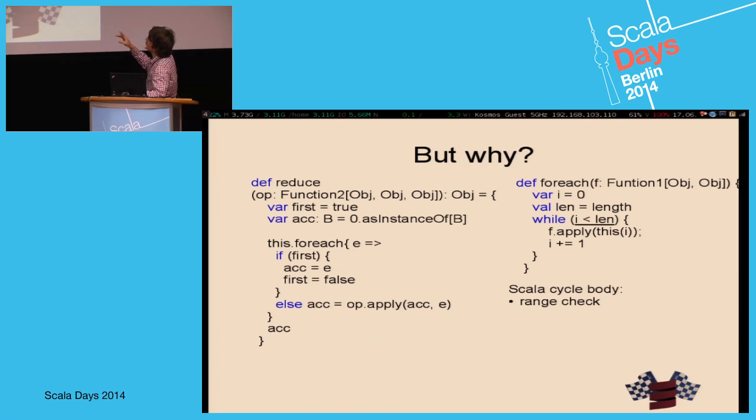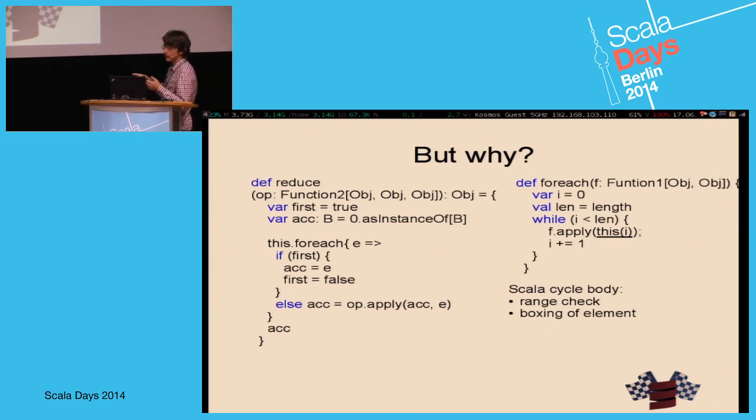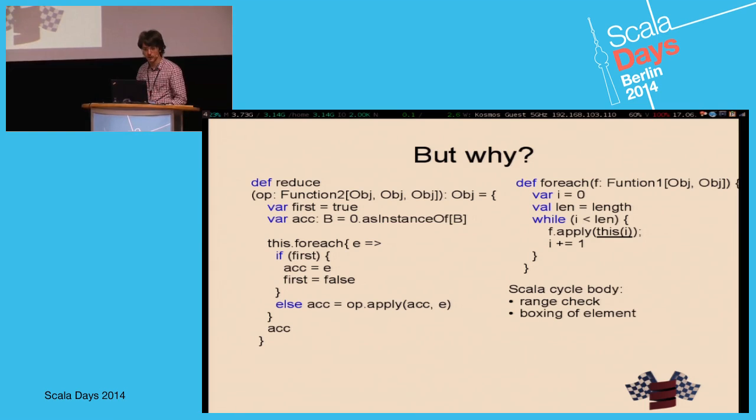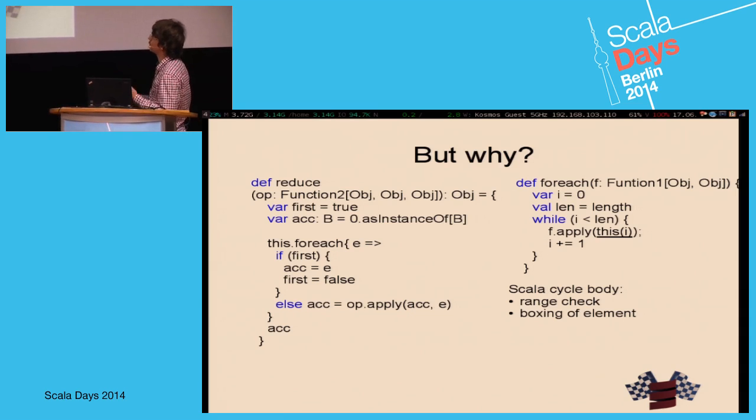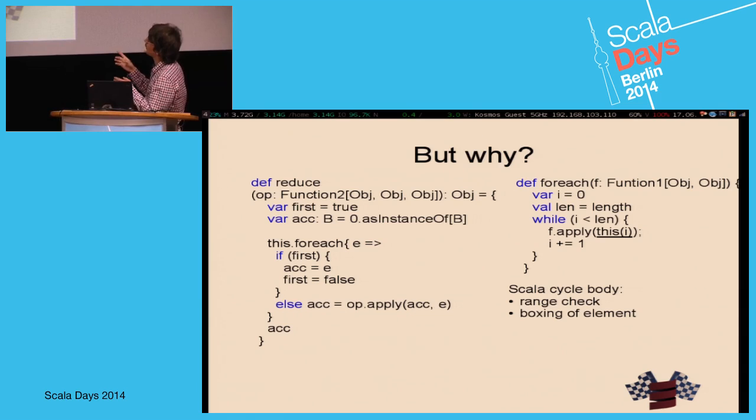So the cycle starts inside the foreach. You have the range check to check that you're not out of the collection already, then you get the element from the underlying collection, in this case an array. Because you're already inside the collections library, and the collections library is a generic one, you need to pass this value not as a primitive integer, but as an object. So you will box this integer to an object. And then you will push this element to the helper function that was created by reduce in order to create this computation.